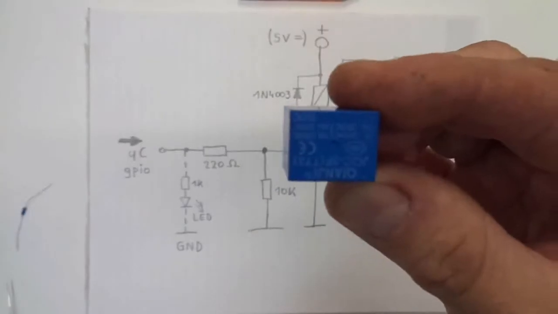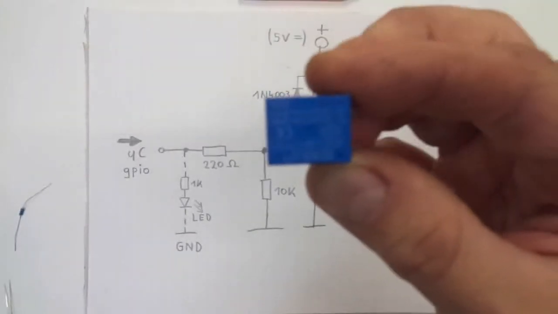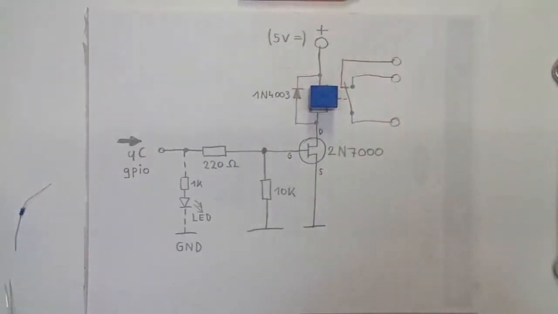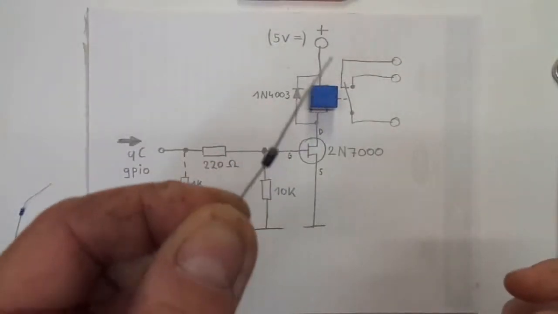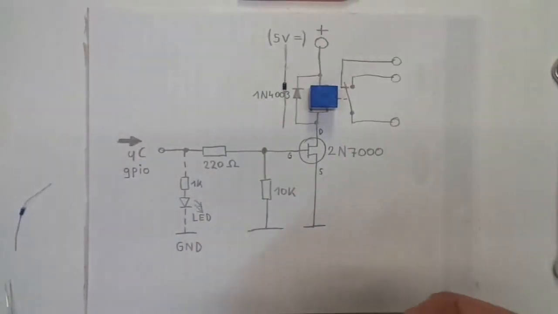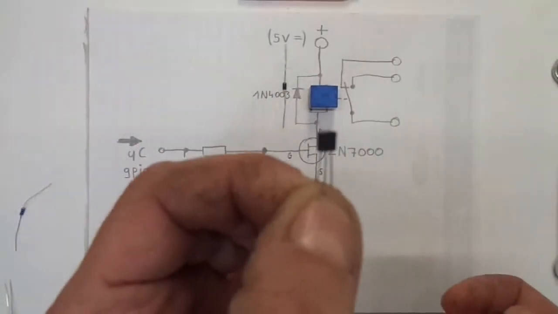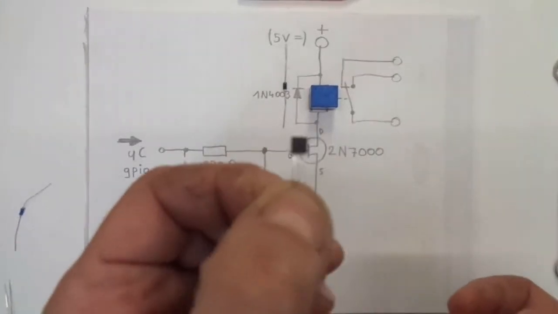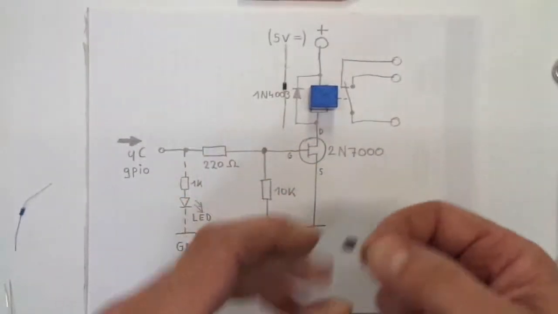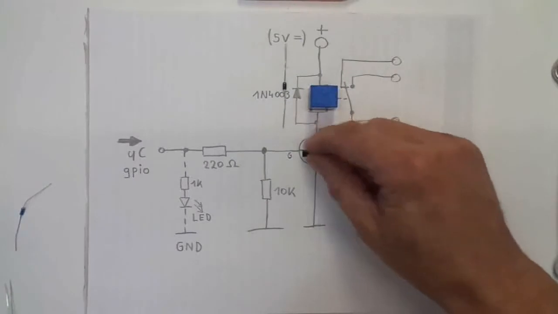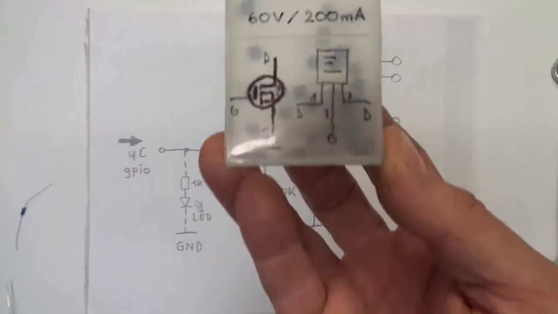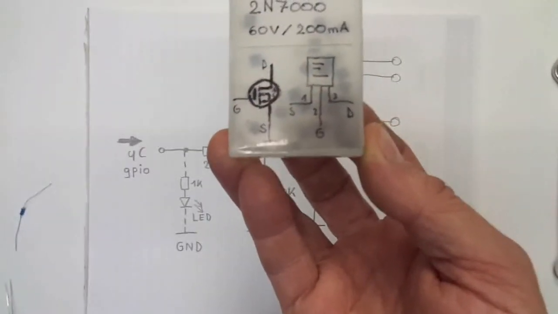Relay, in this case it's a 5 volt relay, 5 volt DC. The flyback diode, it's a 1N4003. The MOSFET, you could also use some other small transistors like a BC547, but I prefer to use a MOSFET. Here is the data sheet, 200 milliamps, 60 volts.